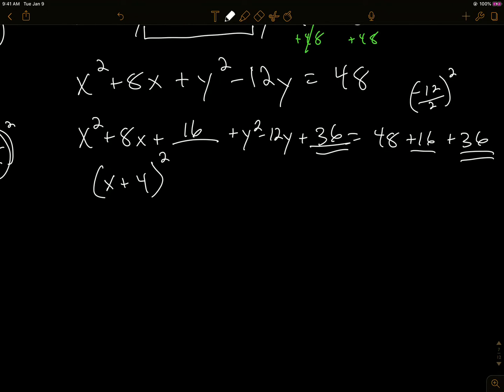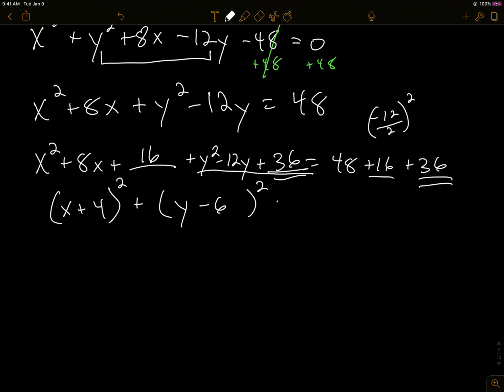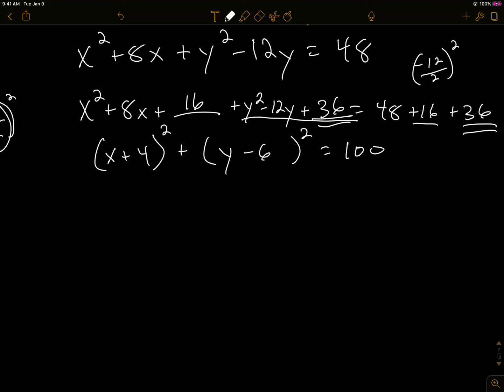Okay, why did I do that? Because now this is a perfect square trinomial that I can factor. It's going to be y minus 6 squared. Now on the right side, I have 48 plus 16 plus 36. That equals 100. So now it's in my graphing form.